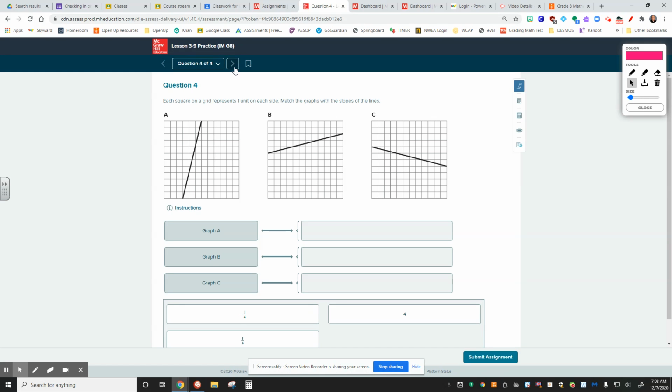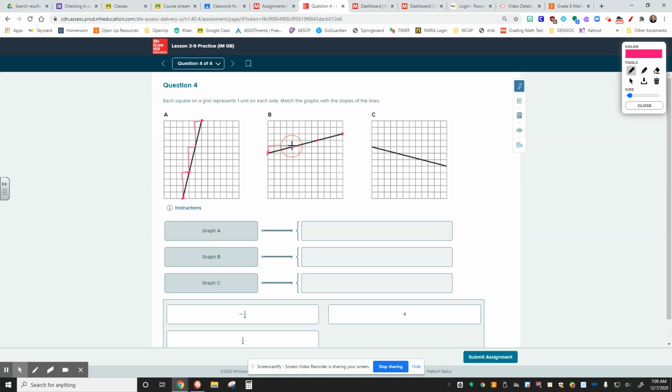Question 4, we have each square on the grid represents 1 unit on each side. Match the graphs with the slopes of the line. And so our job here is just to simply do what it says, to match the slopes. With the graphs, we can come through and find nice integer intersections, meaning we're finding a nice intersection where the lighter gray color lines actually intersect. And then we'll just do some simple rise and run. We'll rise on this one and run to here. Rise here, run here. And then what I want you to do is think about what is the pattern that's happening here in part A.